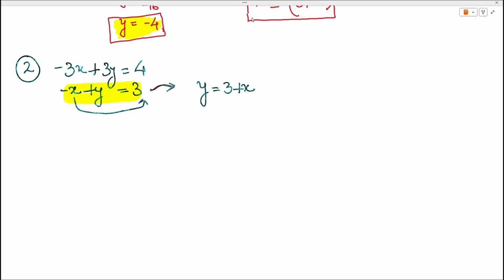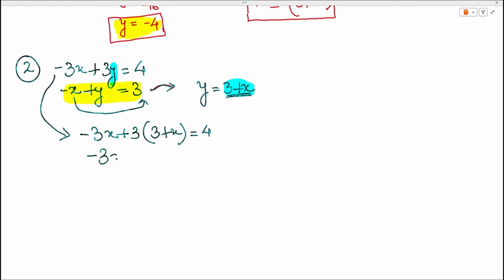We've got the value of y, and now we are going to substitute this value of y as 3 plus x into our first equation. So our first equation becomes negative 3x plus 3 times y, substituted for 3 plus x, and this is equal to 4. Now we'll try solving this equation for the unknown variable, which is x. So we have negative 3x, distributive property now. So 3 times 3 is 9, and 3 times x is 3x. That's equal to 4.